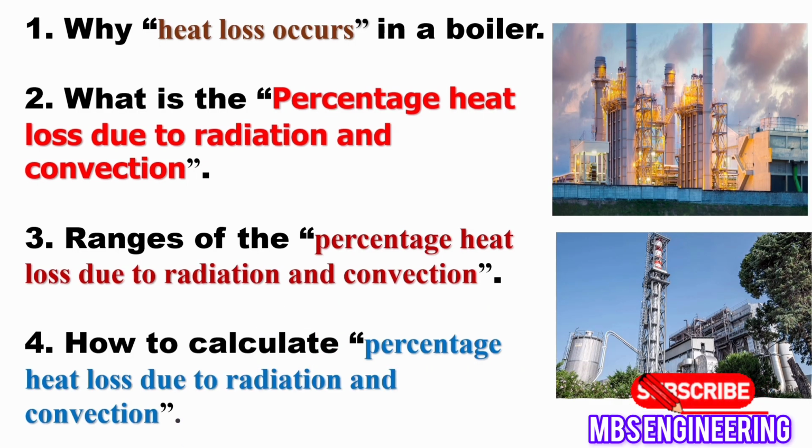Next, we summarize. The conclusion of this video is: let's quickly recap what we learned. Heat loss occurs from boiler surfaces via radiation and convection. These losses, although small in percentage, accumulate into large energy waste. You can calculate them using basic temperature, area, and wind data. Improving insulation helps minimize these losses effectively.